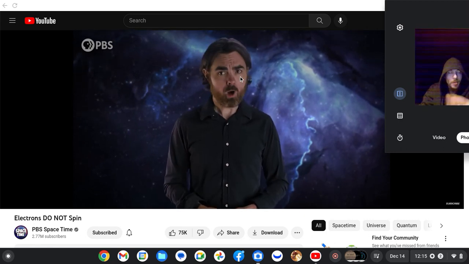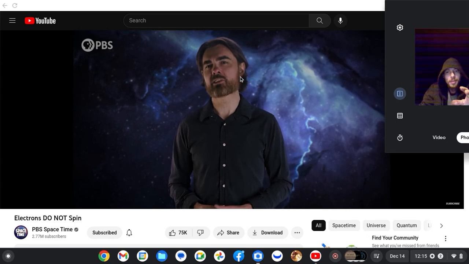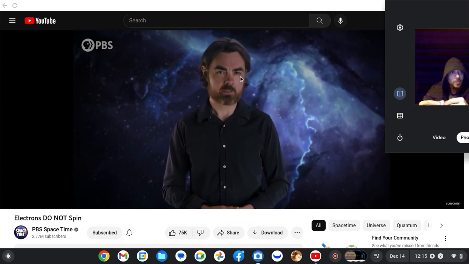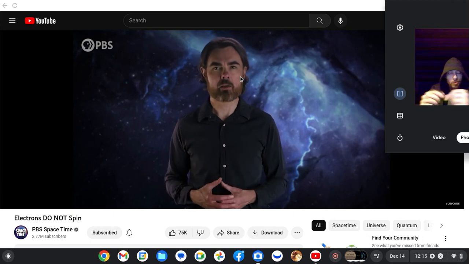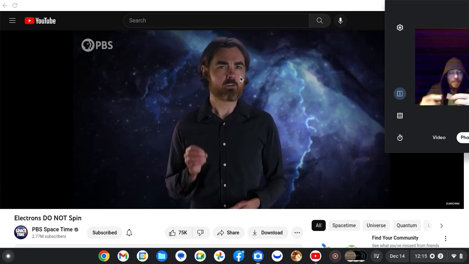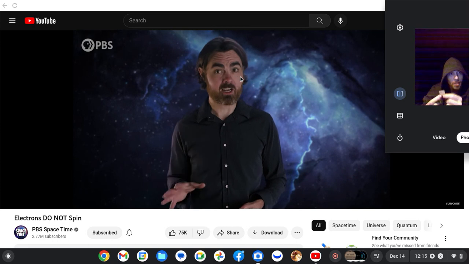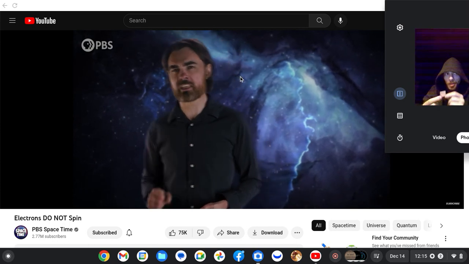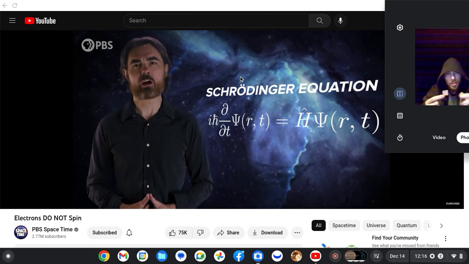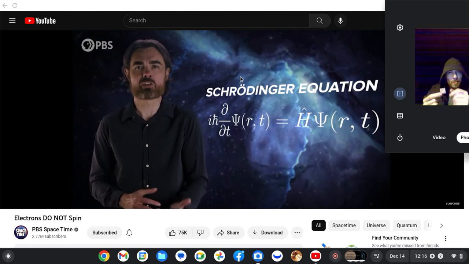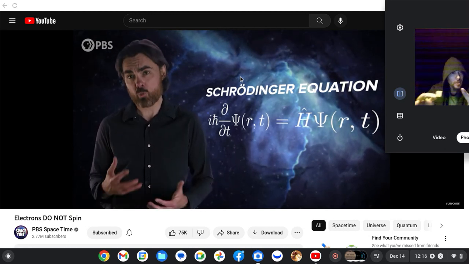To understand why, we need to see how spin is described in quantum mechanics. By the mid-1920s, physicists were excited about a brand new tool, the Schrödinger equation. This equation describes how quantum objects behave as wave functions, evolving distributions of probability.